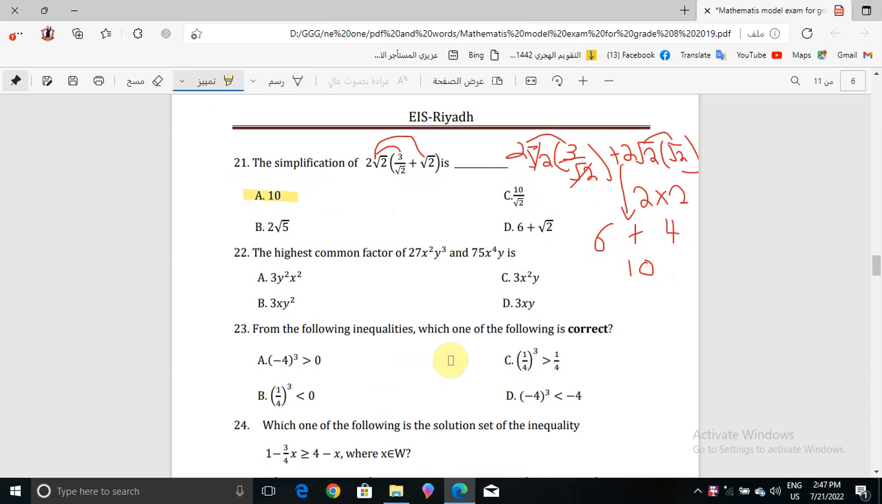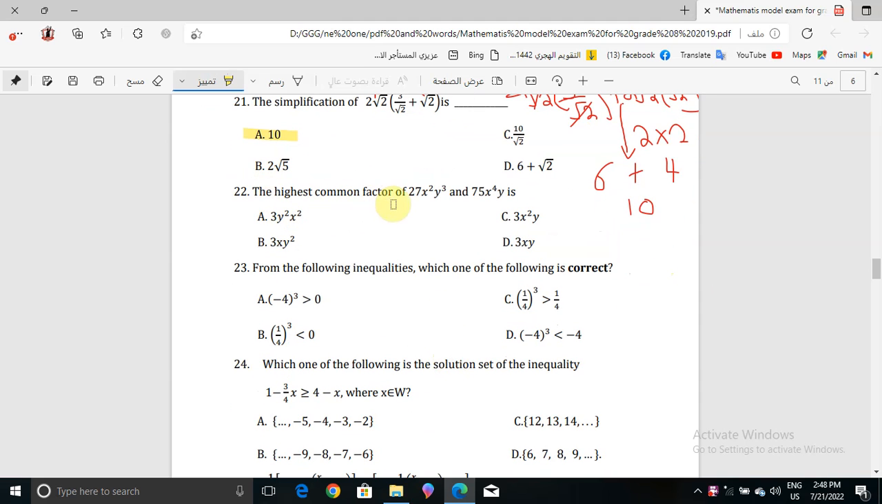Okay, now in question number 22, the highest common factor of 27x squared y cubed and 75x to the power of 4 times y is what? Here the highest common factor between 27 and 75 is 3, right? We'll take 3. But here we have x squared and here x to the power of 4, so we are going to take only x squared from them. And here we have y cubed and here we have only one y, so the highest common factor between them is only one y. So it will be 3x squared times y. So the correct answer for question number 22 will be choice C.